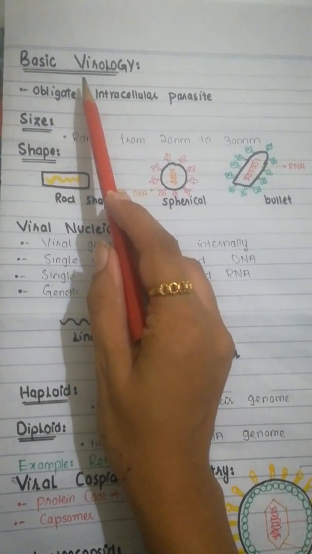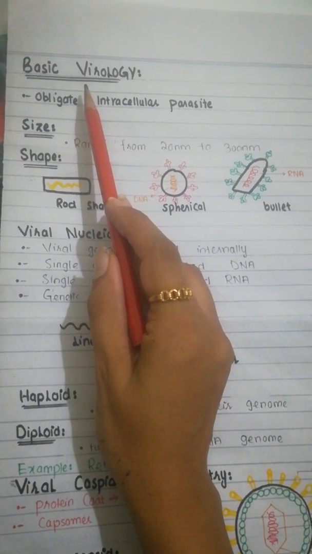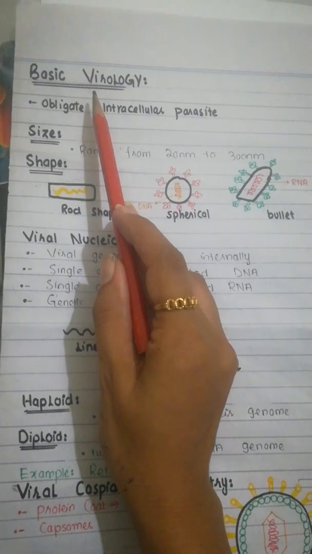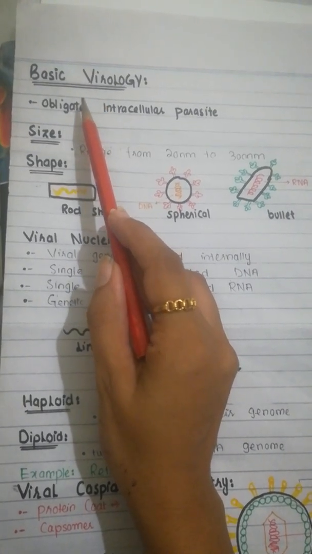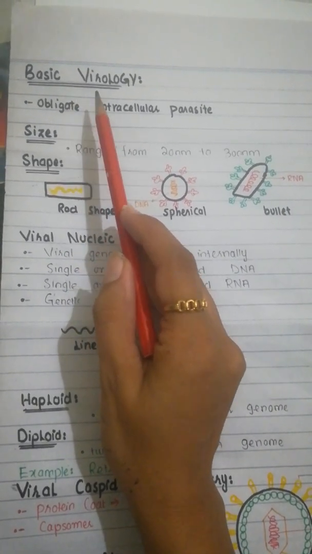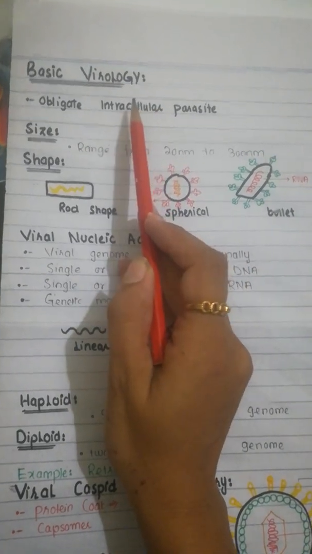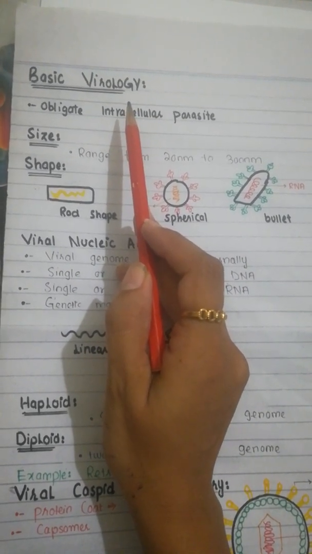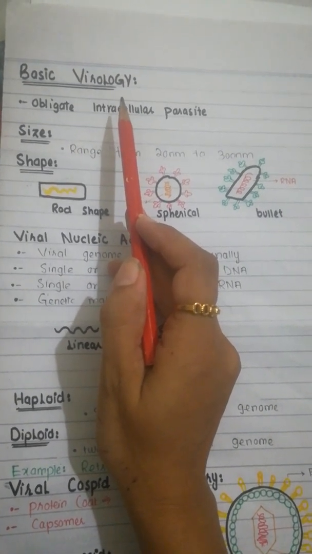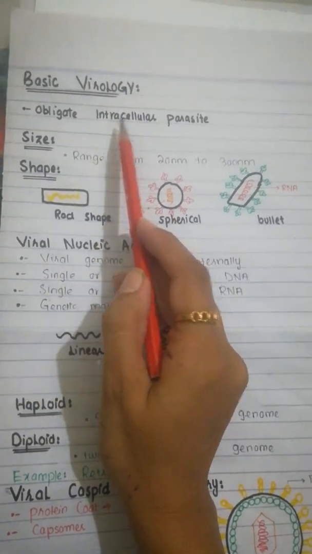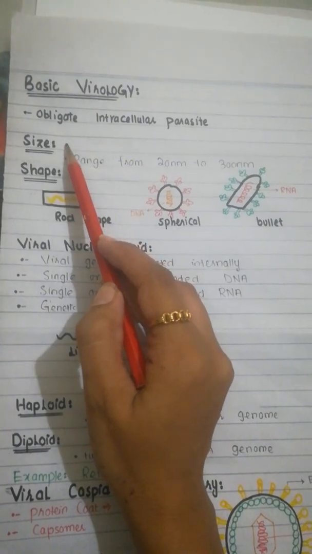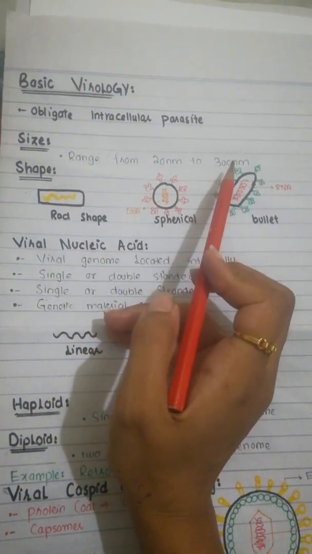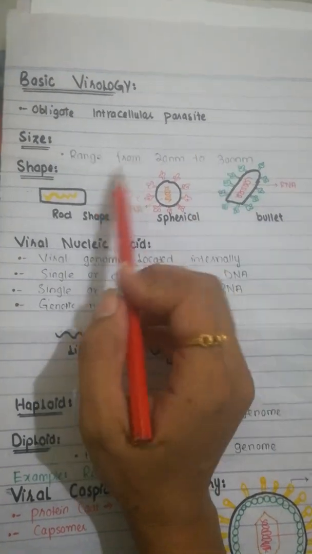So a virus is a microorganism which causes infections inside the human cell, and it is basically an obligate intracellular parasite. Intracellular parasite means it replicates inside the host cell and requires the host cell for its replication. Size of the virus: viruses range from 20 nanometers to 300 nanometers.